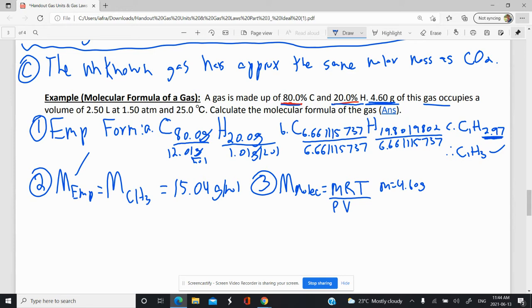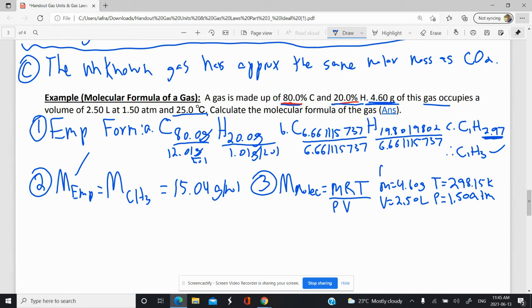We have the mass, 4.60 grams. We have the temperature. It's 25 degrees Celsius, but it has to be Kelvin, so 298.15 Kelvin. We have the volume is 2.50 liters. And we also have the pressure. Now, the problem is the pressure is in atm, and there's 2 things you can do.